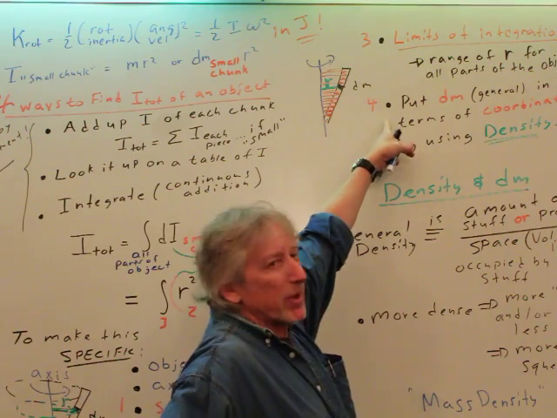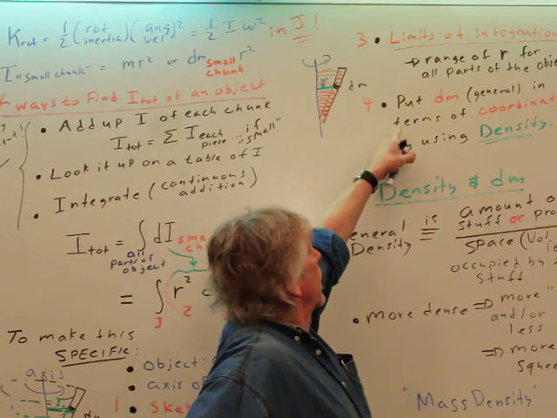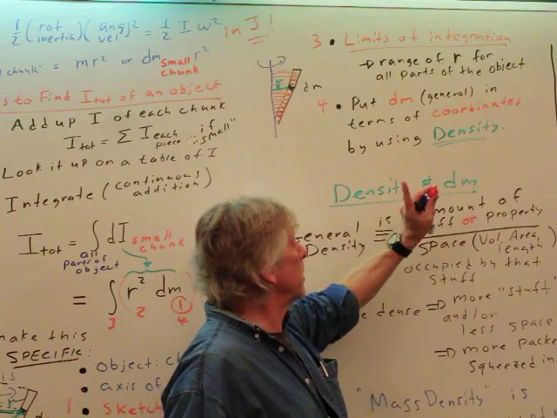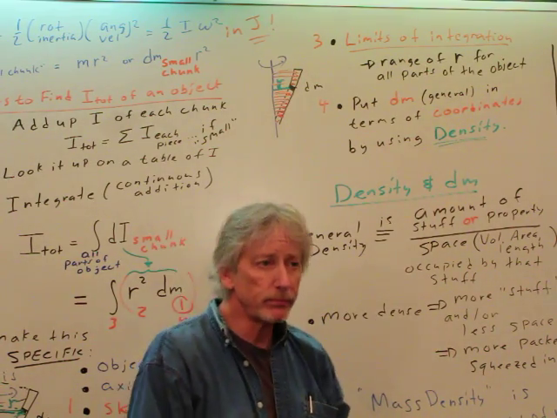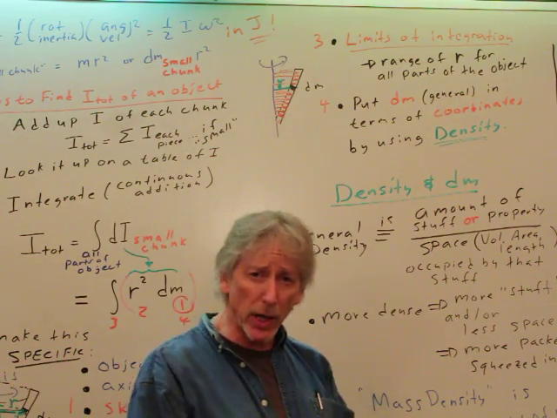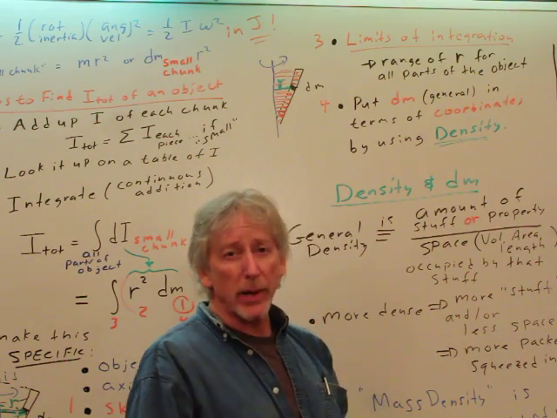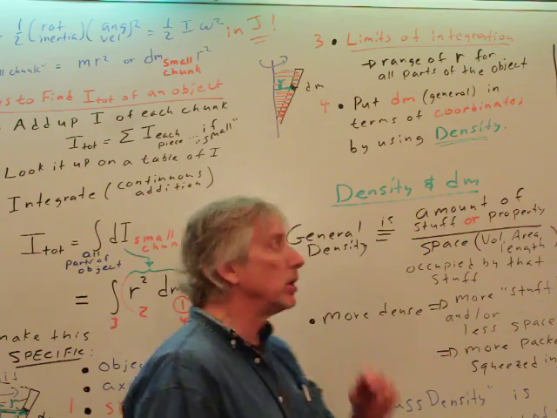But we've got to sum up every single piece. So the way we do that is we put dm in general in terms of the coordinates by using density. We're going to do this for center of mass as well. And in fact, we're going to use this for electrostatics, where rather than mass, we use electric charge. Okay, cool.